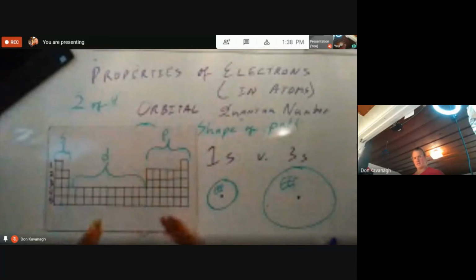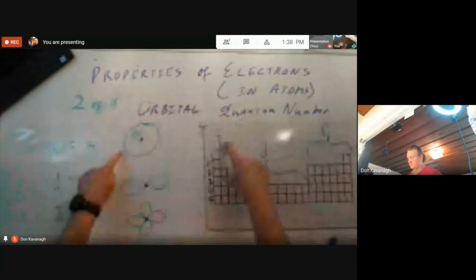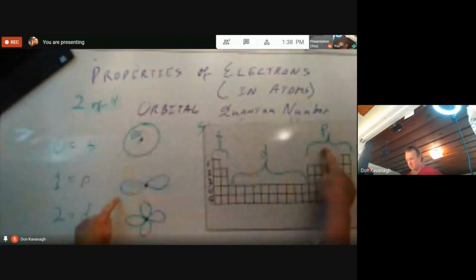Again, the periodic table is designed around electrons. And that's a dirty little secret about chemistry. We're interested in how far electrons are away from the nucleus, and what type of shape that electron's path is in.